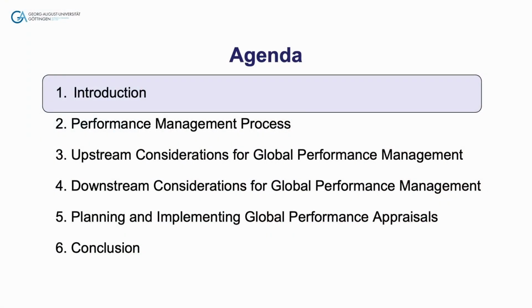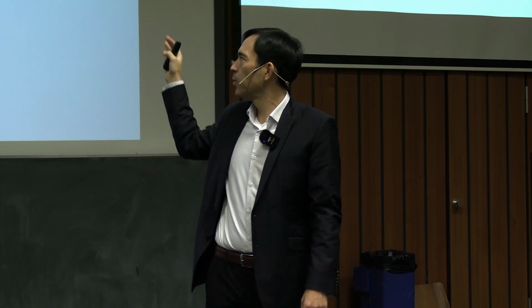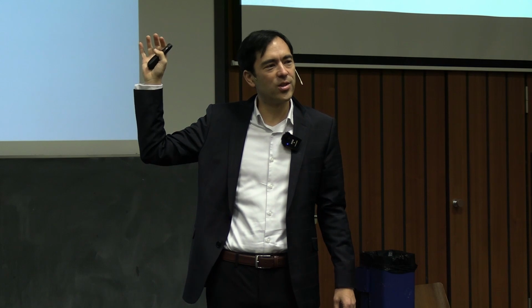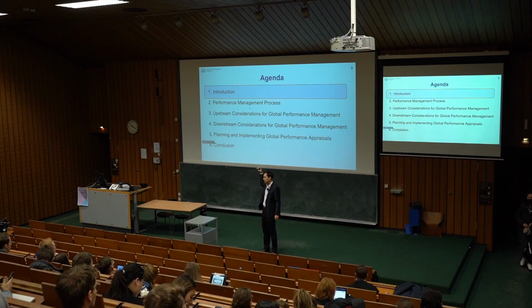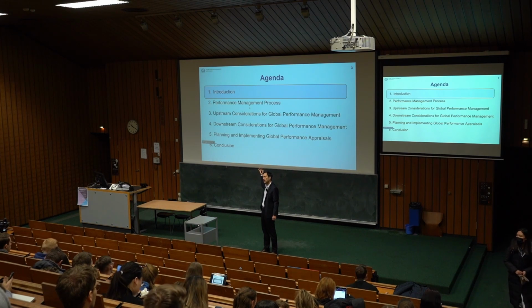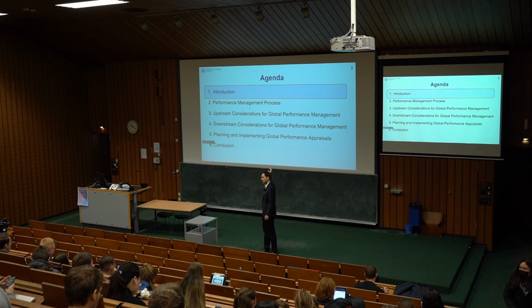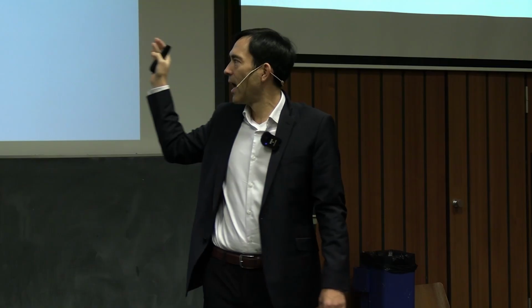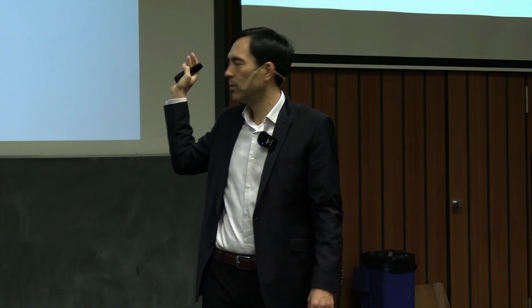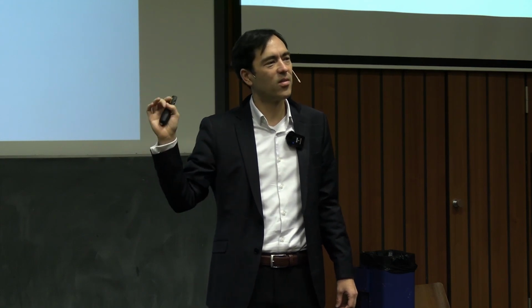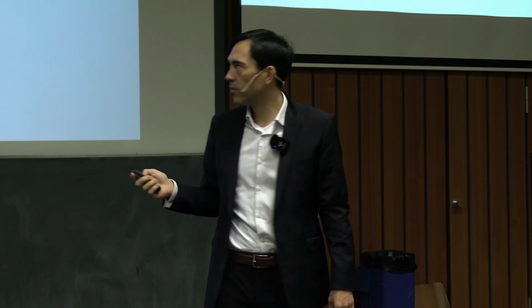So we have 6 sections, or rather 5, I would say. A brief introduction: what is performance management? Then we will look specifically at the performance management process. That's a cycle, a repeating process. And then we will look at upstream and downstream considerations. Again, that refers to global integration, here the upstream considerations, and local responsiveness, here the downstream considerations for global performance management. And then we will also talk about planning the implementation of global performance appraisal. Appraisal is part of performance management, but it's not the only part that is relevant for performance management.